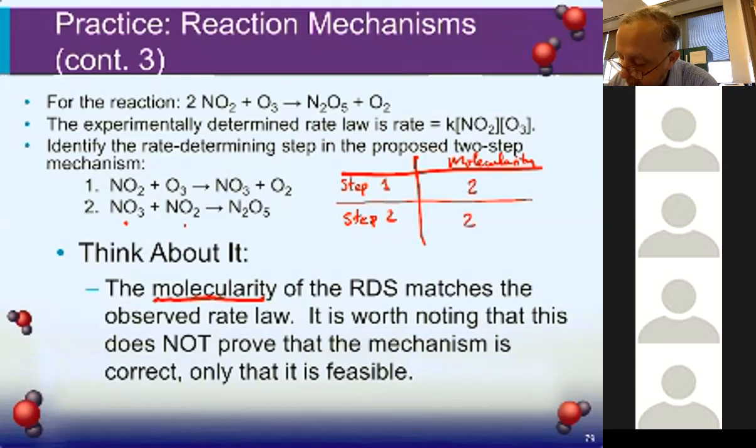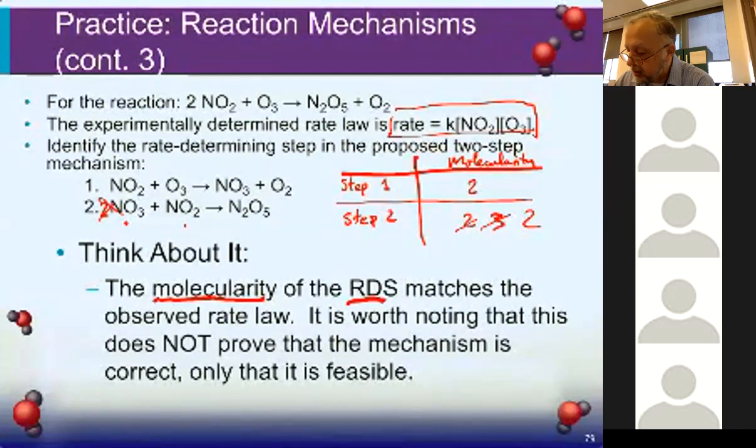Now, if this one were 2, then it would be 2 and 1 would be 3, if that were the case. But that's not the case. It's 2, because this doesn't exist. Okay, so the molecularity of the rate determining step is 2, and it matches the rate law, which says that it is first order on each of them. So here's the rate law: first order in NO2, first order in ozone. The rate law is second order overall.